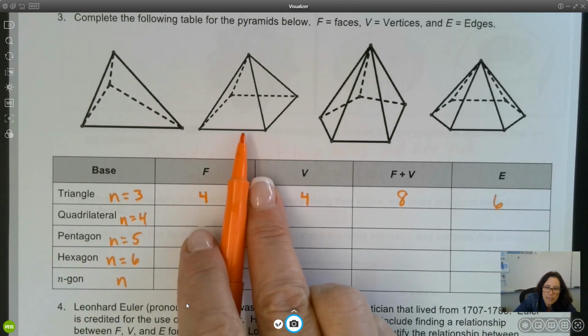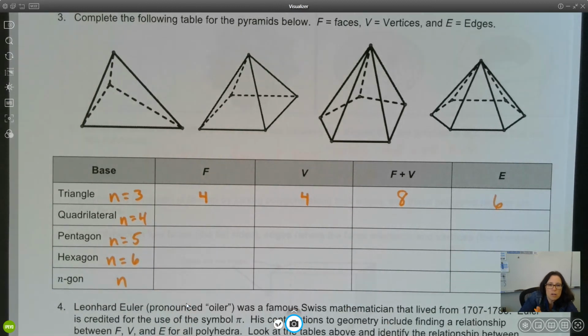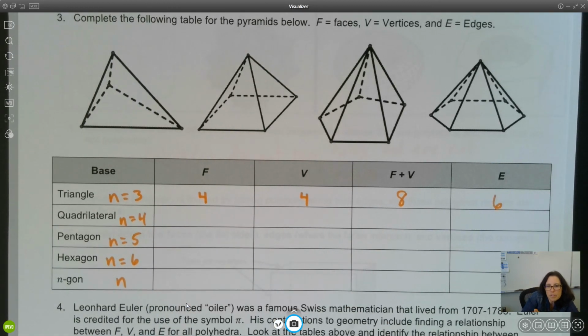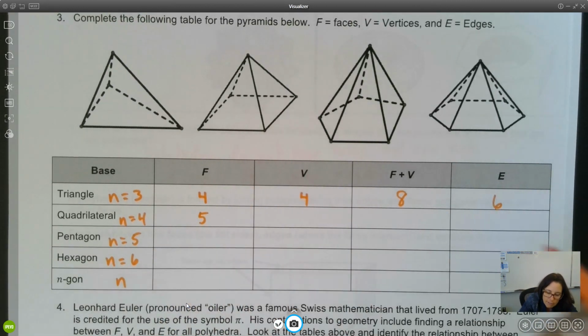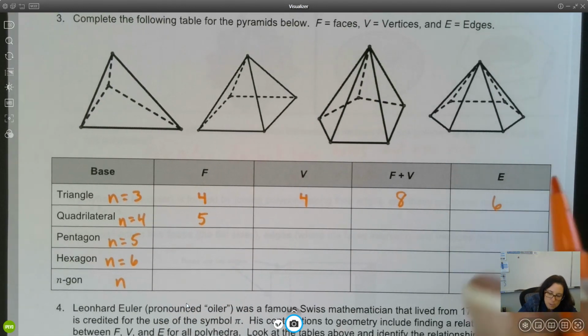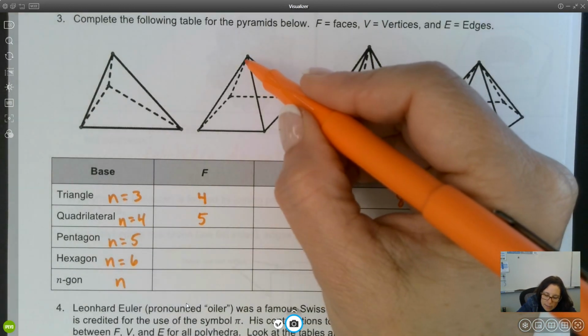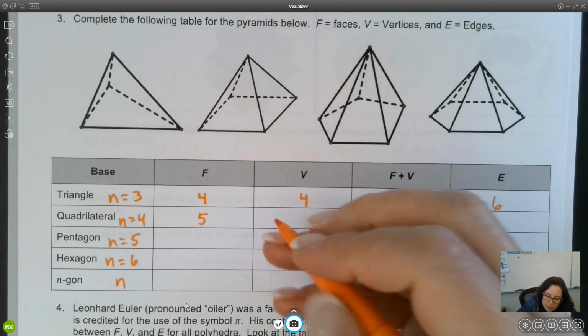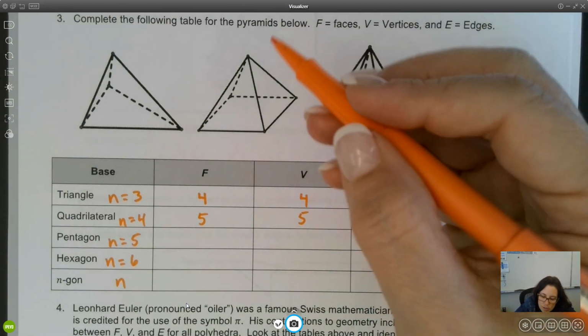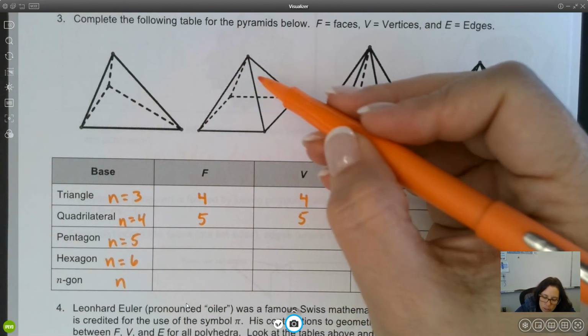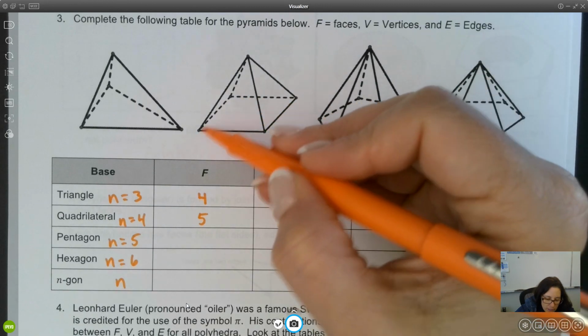Quadrilateral, this guy right here, it's got a rectangle on the bottom, or a square if they're the same size. Okay, and then you've got 4 more triangles going around meeting up at an apex. So that would give us 5 faces. Vertices: 1, 2, 3, 4, 5. Add these together, 10. Edges: 1, 2, 3, 4, 5, 6, 7, 8.